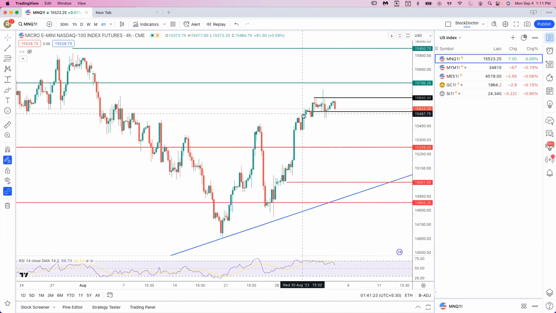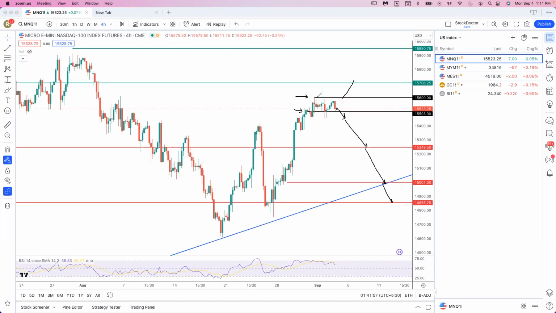On the 4-hour time frame, we can clearly see that Nasdaq 100 has a support area between 15,600 to 15,500, this black area. So as per me, if we manage to break below this 15,500, then we can come towards 15,250, 15,000, and then 14,850.